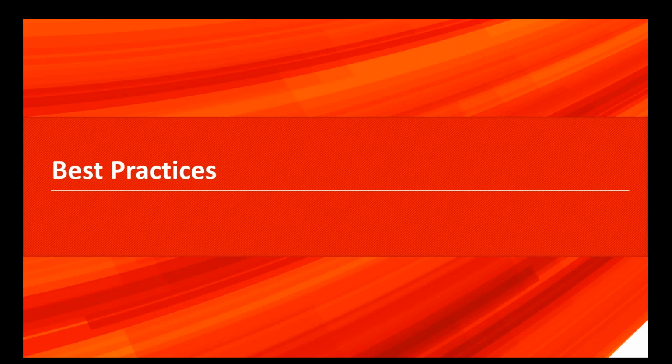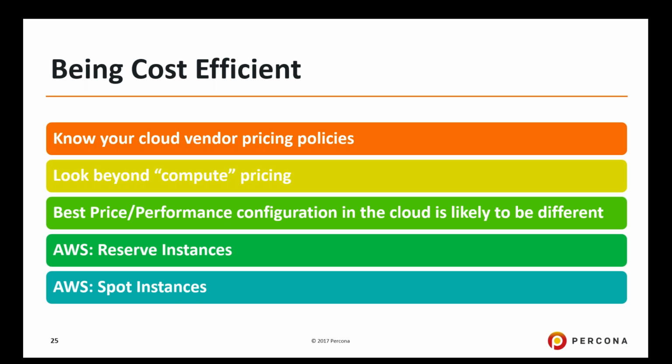Okay, let's now talk in more detail about some of the best practices. One thing we are all concerned about, or should be, is cost, being cost efficient. The first important thing is to make sure you know your cloud vendor pricing policies, because they are not the same as when you just run your own services. And you want to make sure you're going beyond the compute cost. In a number of cases, we've seen traffic costs or storage costs may be significantly different from how much it costs to spin up a compute node.